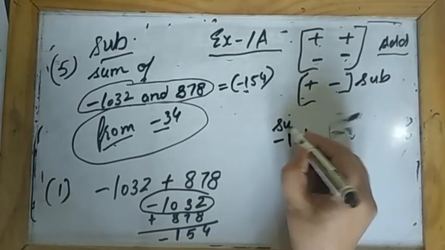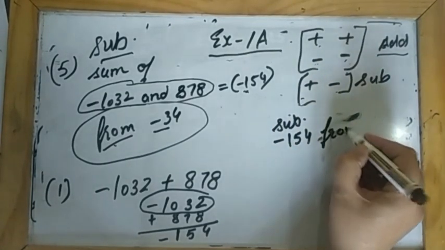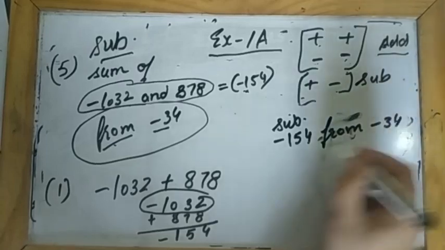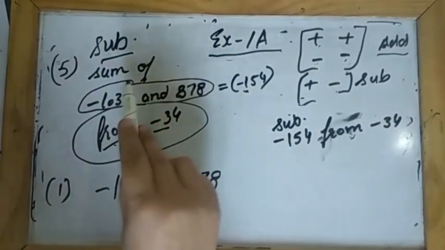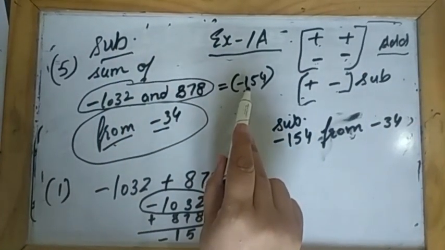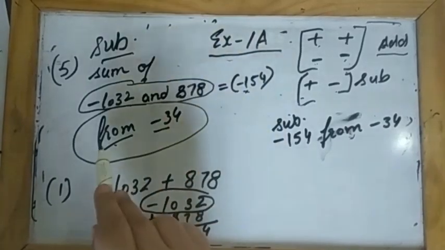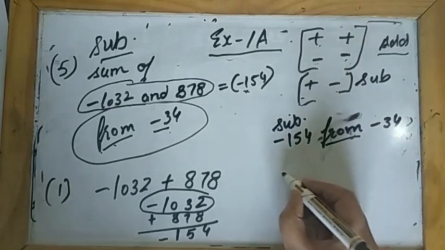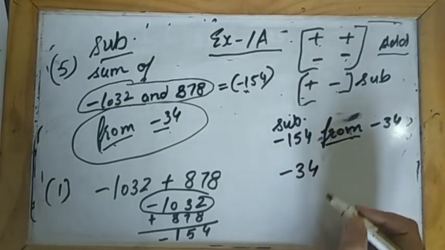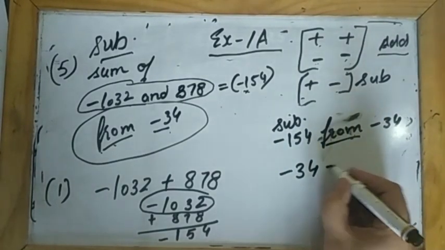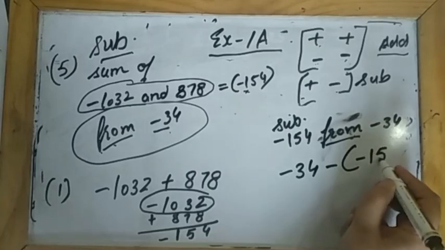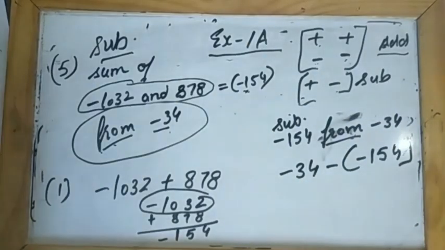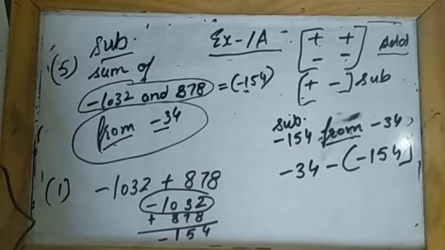Subtract from minus 34. So subtract the sum, this I have to subtract from minus 34. Now when this "from" comes, it means minus 34 will come in front. Minus 34 I have to subtract from minus 154. So now I have to subtract this.